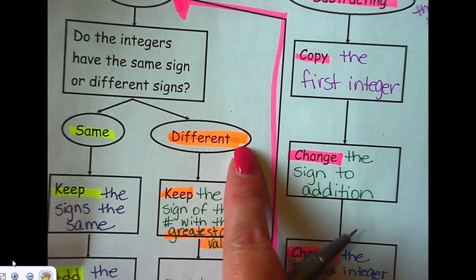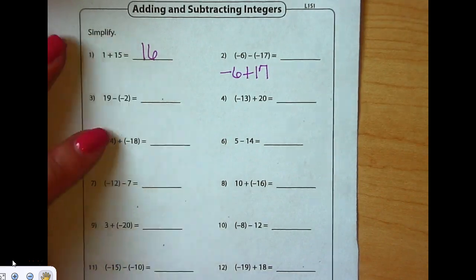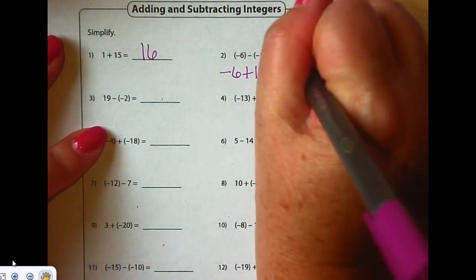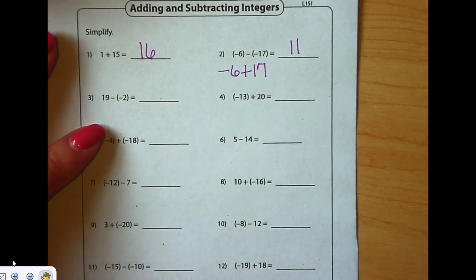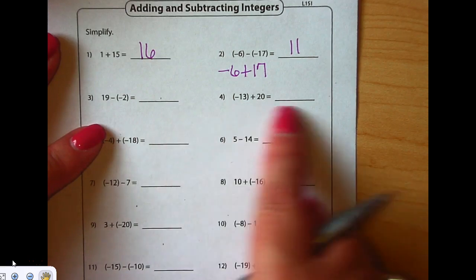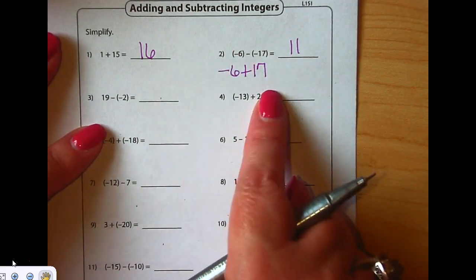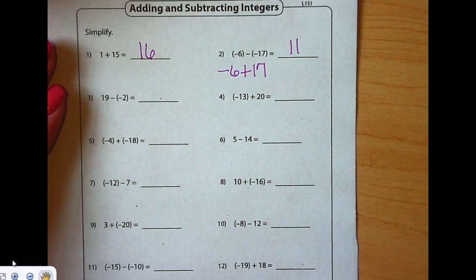They are different. So we're going to keep the sign of the one with the greatest absolute value, but we're going to subtract. 17 minus 6 is 11. The 17's greater, it's positive, so our answer is positive. If you did number 2 and you did not rewrite it to an addition problem, I will put a great big old X on it. Even if you got positive 11, just because I'm that mean.